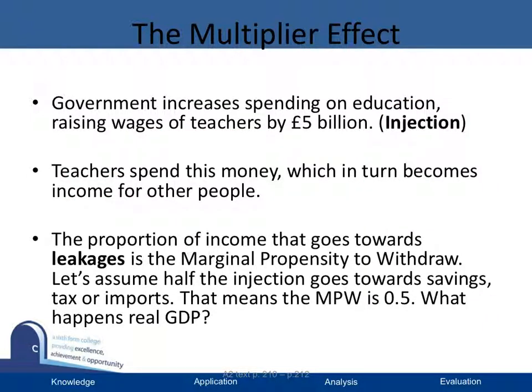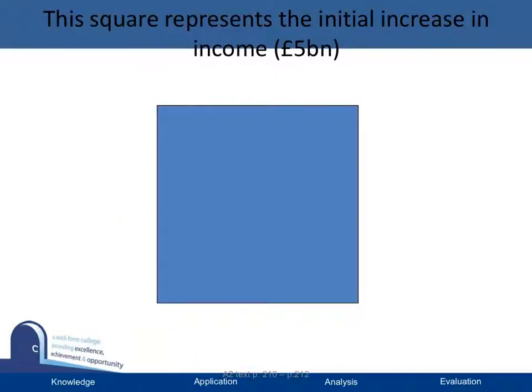At A2, of course, we're going to go a step further and look at the extent to which that 5 billion produces an overall increase in the GDP. So the key concept here is the notion of what Keynes called the marginal propensity to withdraw. So the extra amount of income for teachers isn't necessarily all spent. Some of it will leak out of the circular flow. So here's a simple illustration. The square represents the initial 5 billion.